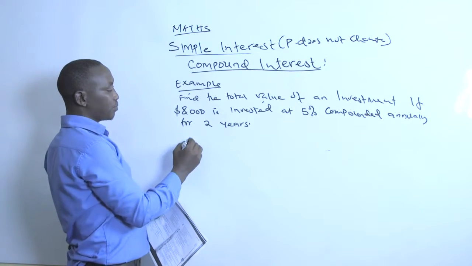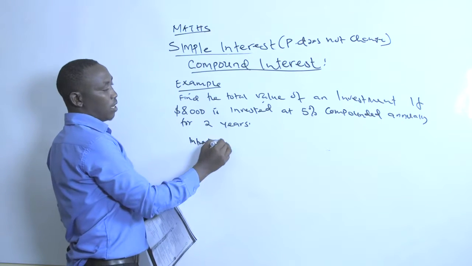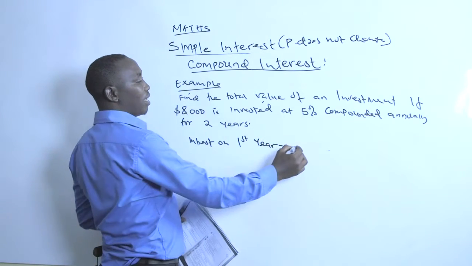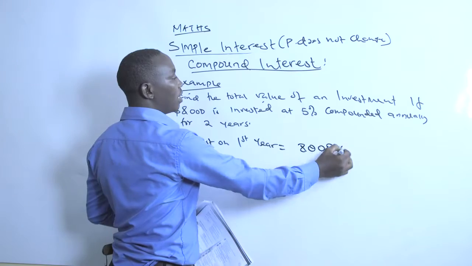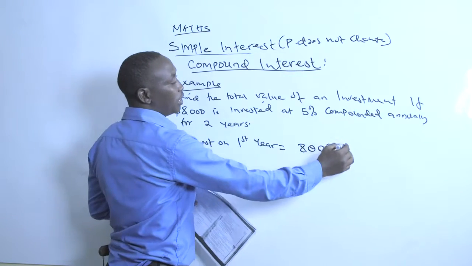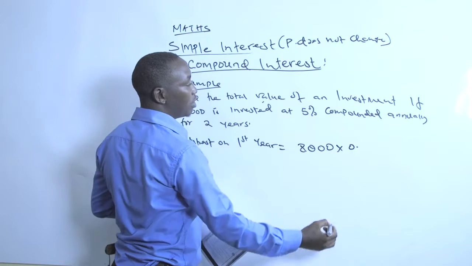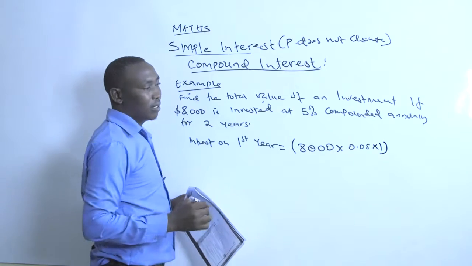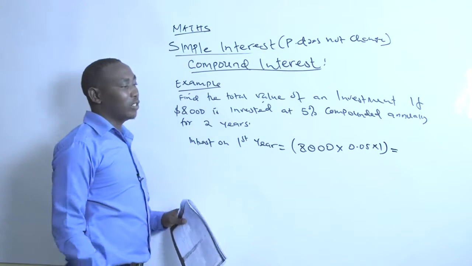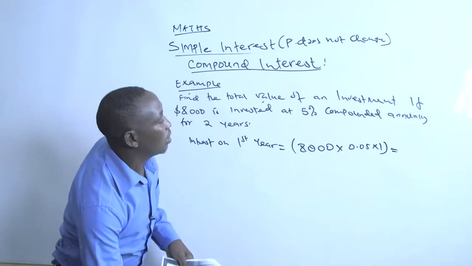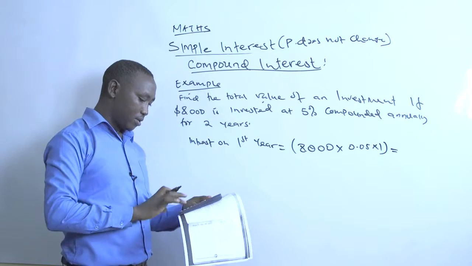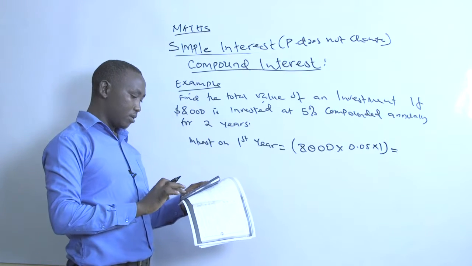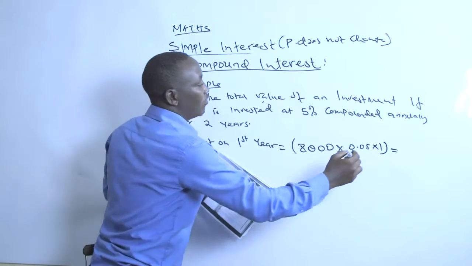So interest on first year will be $8,000 multiplied by the rate, which is 5%. So as a decimal, that will be 0.05 multiplied by 1, which is that financial period. That will give us a total of $400.